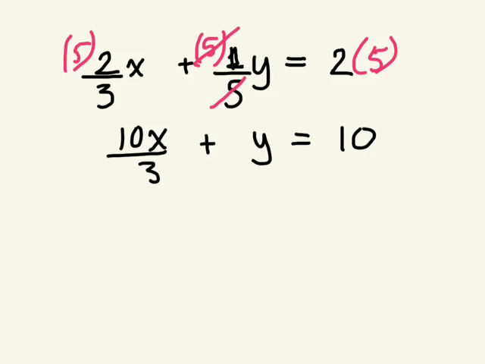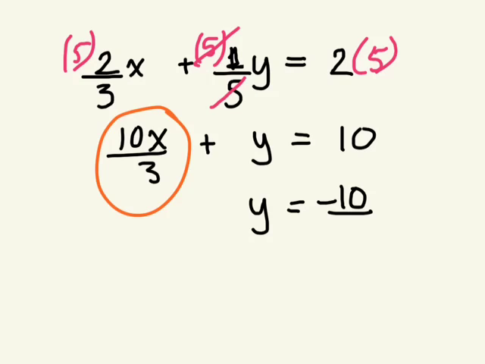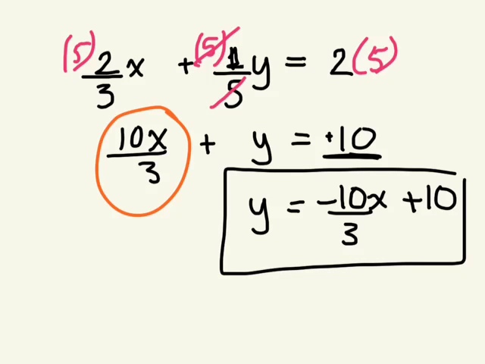Now what? I want to isolate y. Last step. What's y equal to? Need to get rid of this. Positive or negative? Negative 10 over 3x. This positive 10 doesn't go anywhere, so it stays as positive 10 because it's already on the right side. What's the slope? Good. Negative 10 over 3. And the y-intercept?